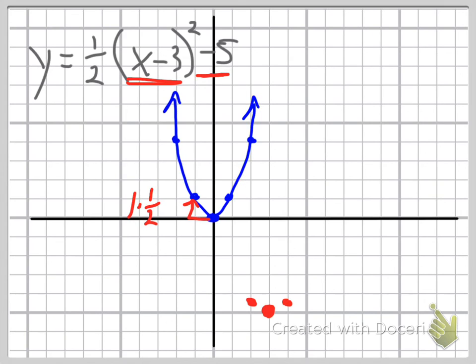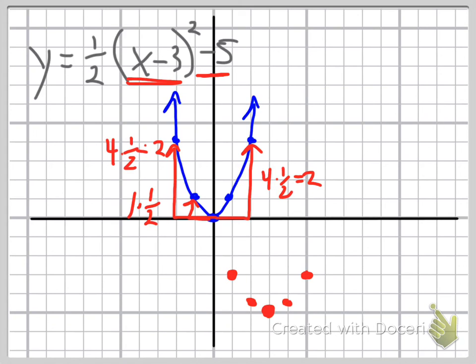If I go to the right 2, I would normally go up 4 because 2 squared is 4. So 4 times 1/2 will equal 2. So now I would go up 2 when I go 2 to the right. And again, on the left side, left 2, up 4. And 4 times 1/2 also is 2. And I get my next point right there.